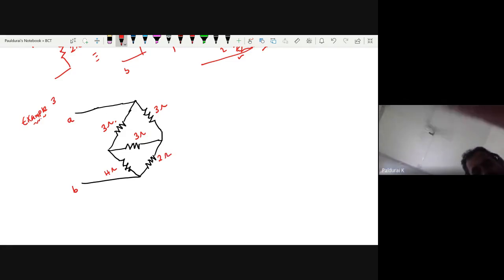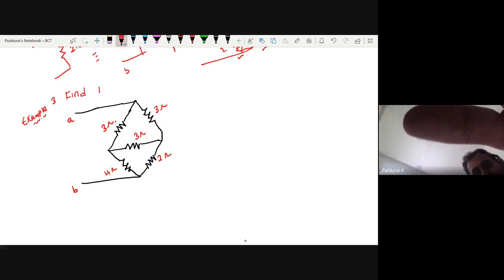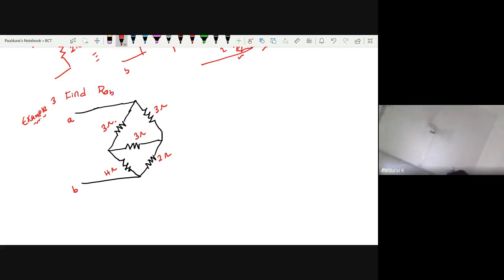Okay, so now find RAB, R of AB. Find the equivalent resistance across AB. So this time, how will you approach?